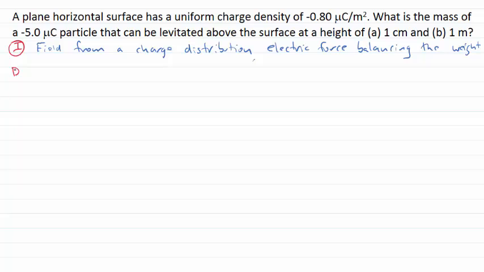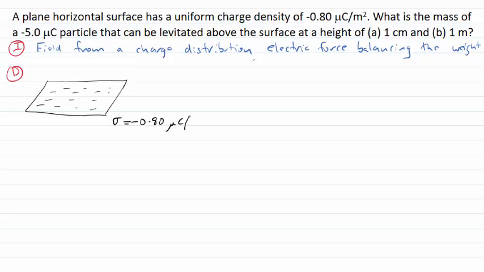Moving on to our develop stage, draw a diagram here. Here might be our horizontal surface, and we're told it has a uniform negative charge distribution on it, and we're told what that surface charge density is. In this case it's minus 0.8 microcoulombs per square meter, and we're interested in a charged particle here with minus 5 microcoulombs on it being suspended some distance above that surface.